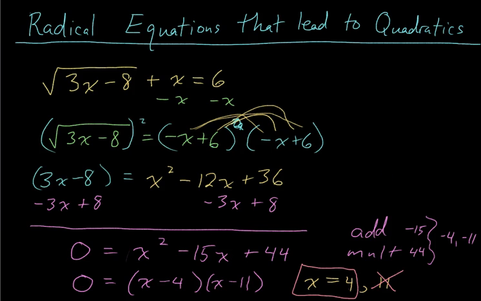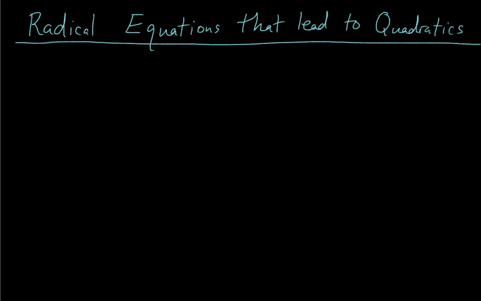So it's pretty easy. Get one square root by itself, square both sides, and then you have an equation you already know how to solve. So for a quadratic, you get one side 0 and factor the other side. All right, let's do one more where the factoring is a little trickier. Let's say the square root of 5x plus 1 plus 2x equals 20.